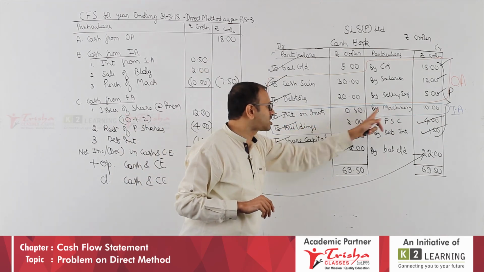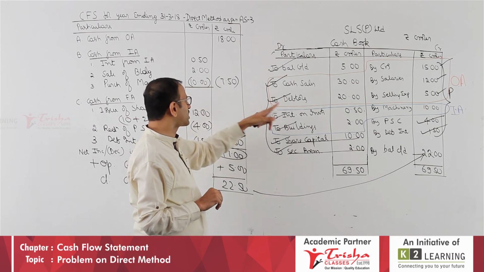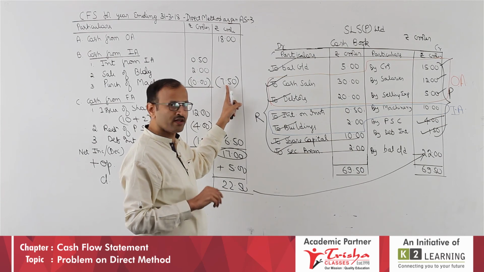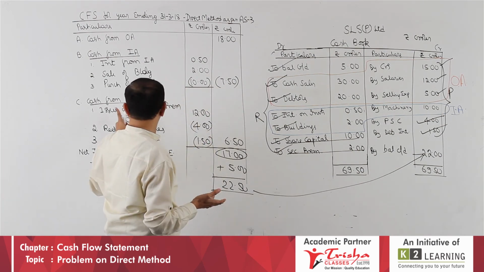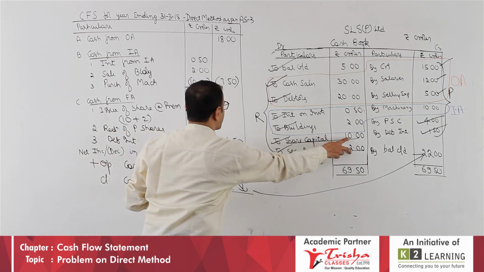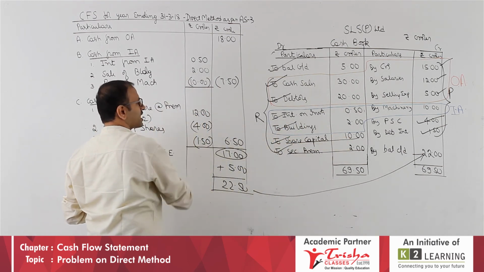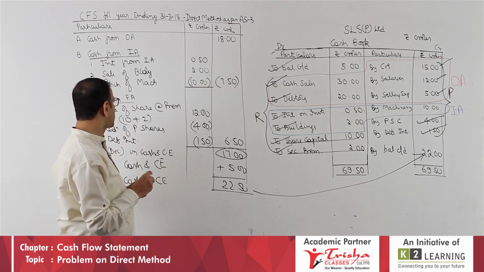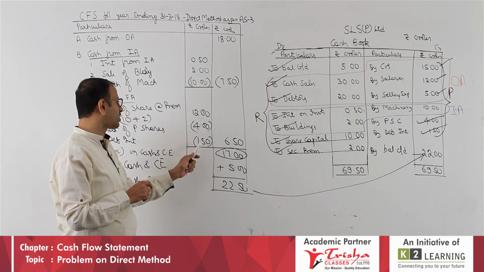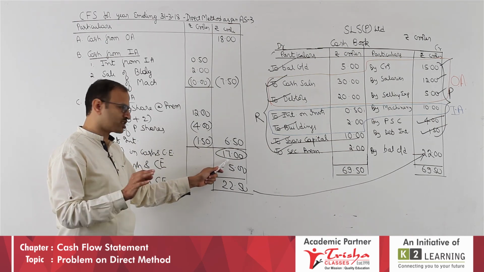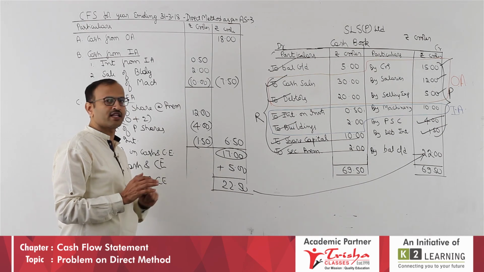Investing activity, all three together we took here, 2 positive, 1 negative, resulted in 7.5, that is net outflow. Financing activity, 2 positive, 2 negative, 2 positive put together I have written here, which is 12. Collections from the shares, that is issue of shares at premium, you got 12, and your payments are 4 and 1.5, 6.5. So finally you arrive at 17, which is positive. Add opening, you arrive at the closing.